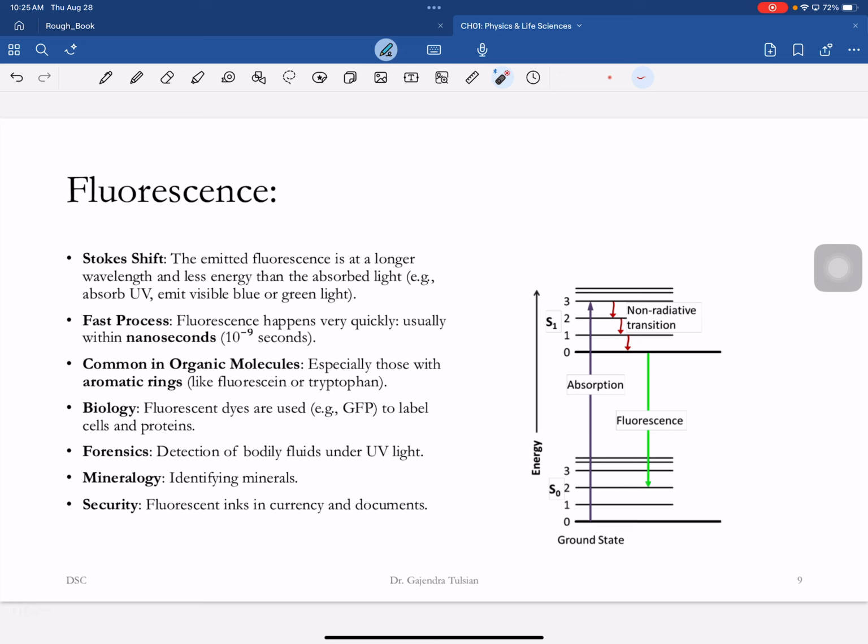All right, so here are some terms. This process is called fluorescence. Fluorescence is when you're absorbing a light of higher energy and emitting a light of lower energy, because you lost some of the energy via vibration to heat. That's called the Stokes shift. The emitted fluorescence is a longer wavelength.